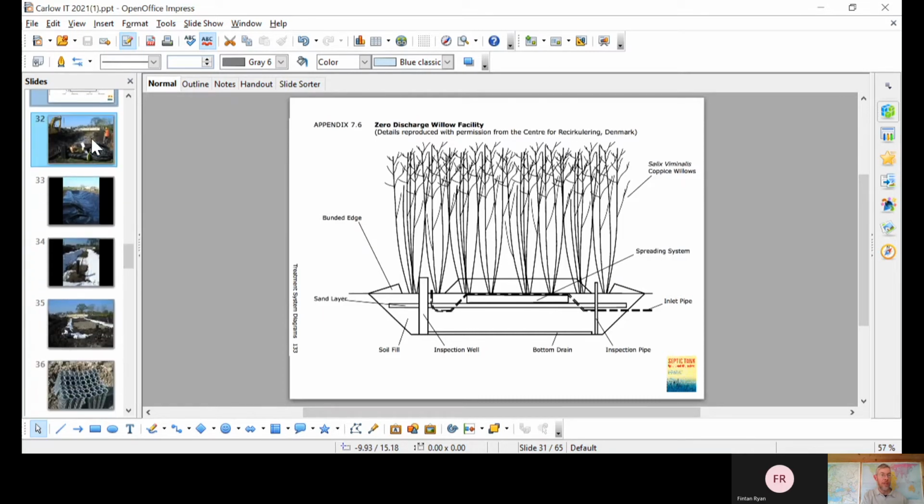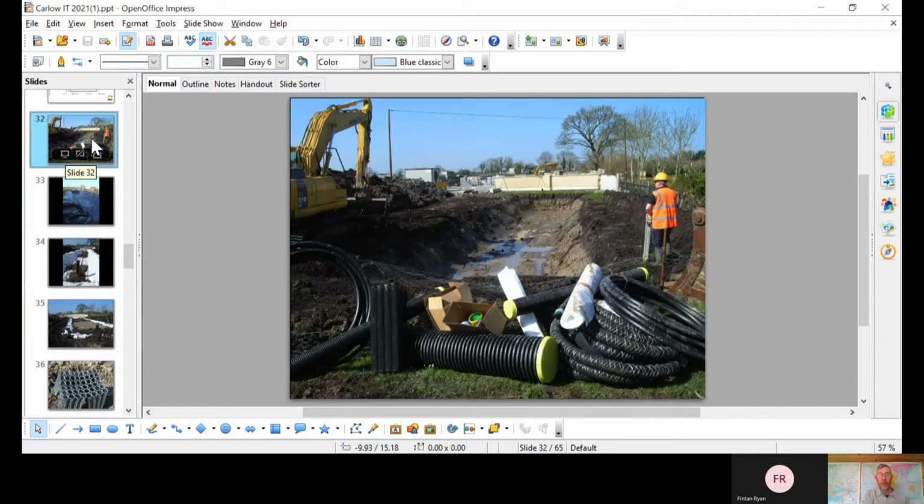And just very briefly, I'll go through some of the construction photographs. This is a project that we worked on in Limerick. We excavate our ground. That's heavy clay underlying peat, so there's very little soakage, and that was the reason why the willow system was wanted.